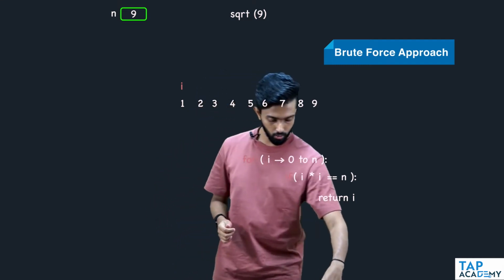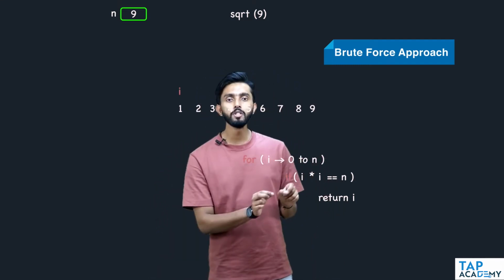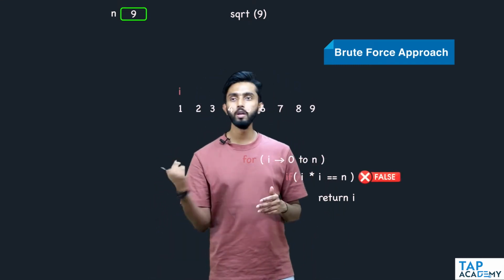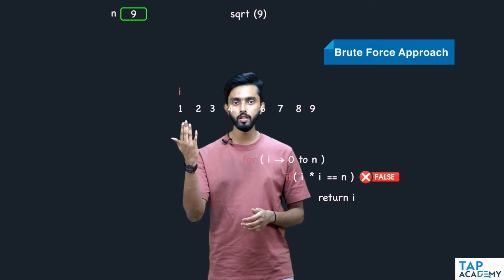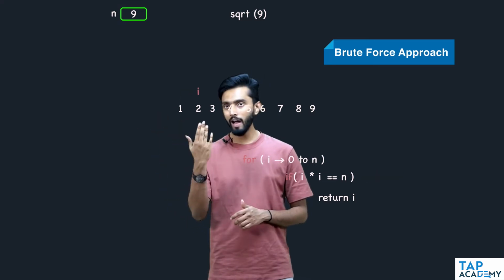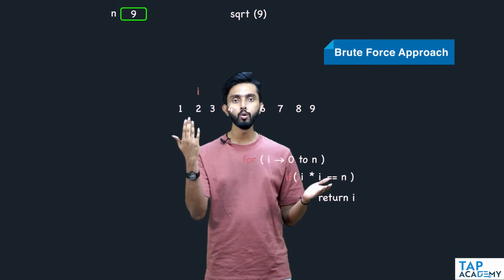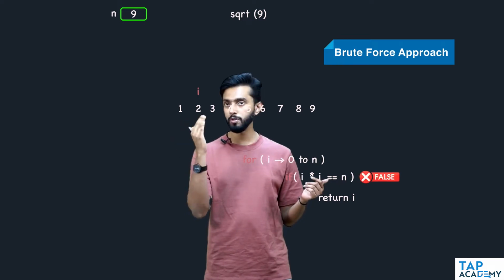And if I do that, all of you can see, obviously, 1 into 1 is not going to be equal to 9, which means 1 is not the answer. Move i forward. Again check if 2 into 2 is equal to 9. No, 2 into 2 is 4, which means 2 is not the answer.